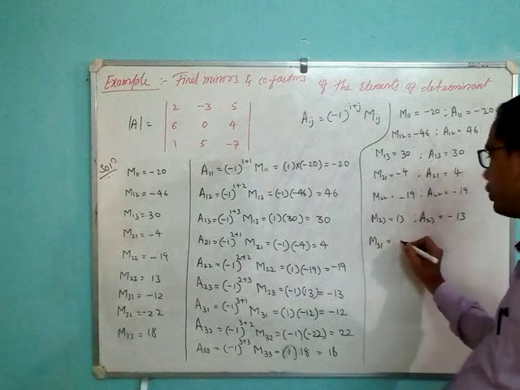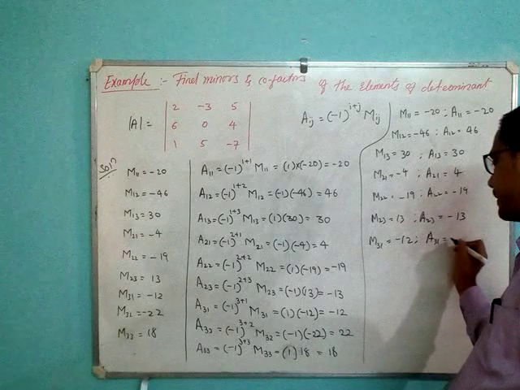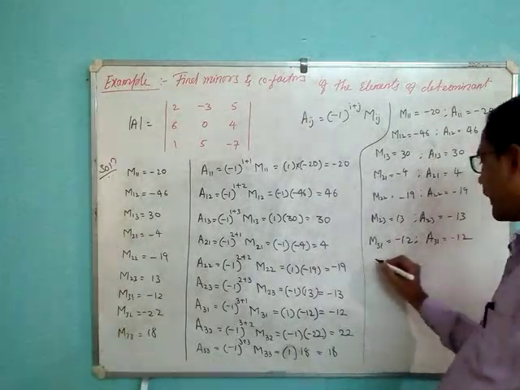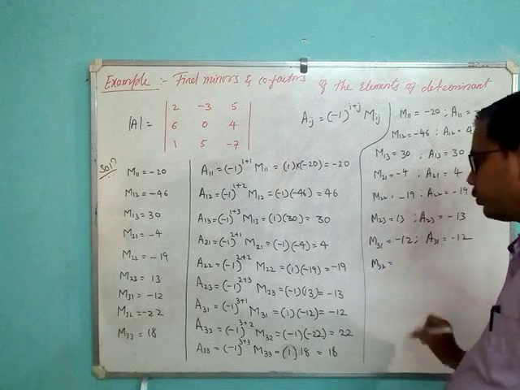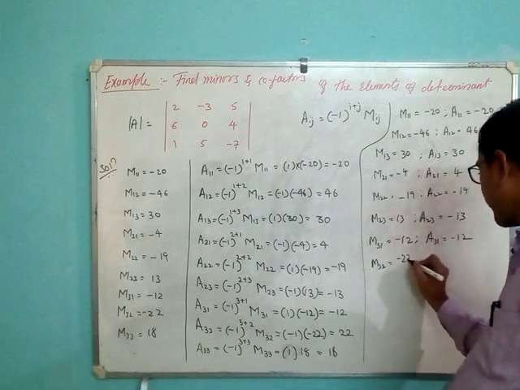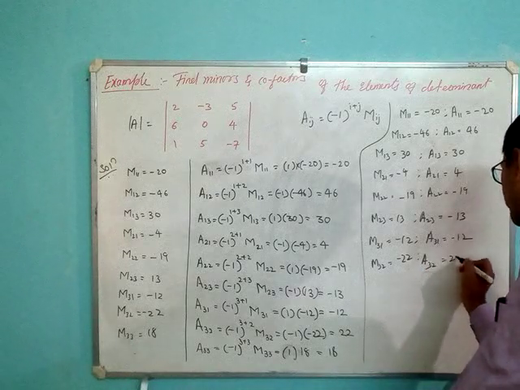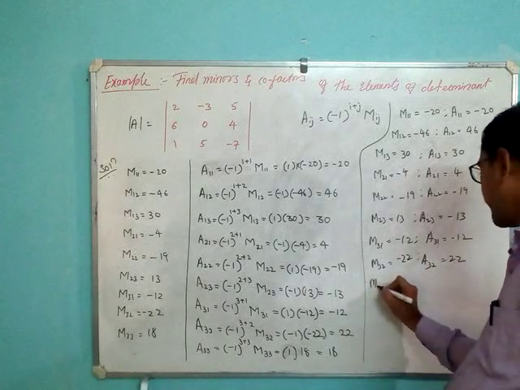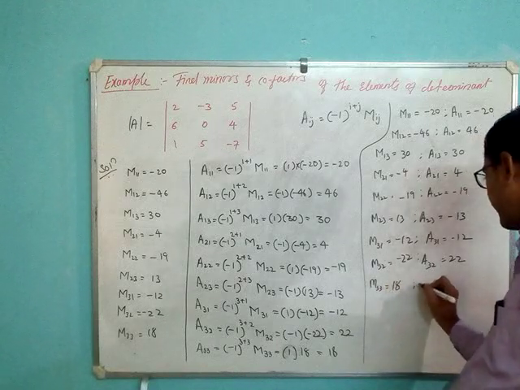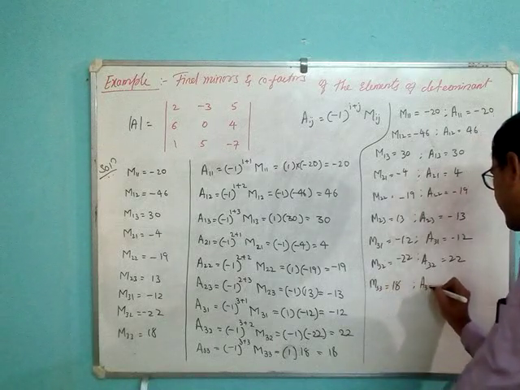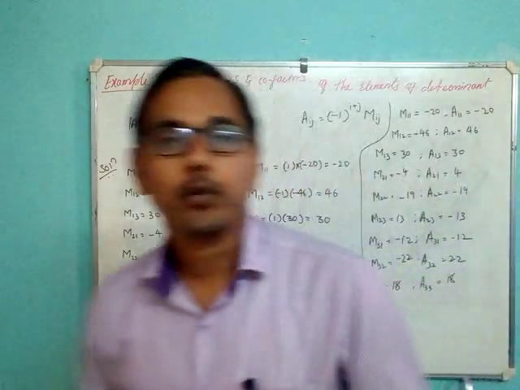M31 is equal to minus 12. A31 is also equal to minus 12. M32 is equal to minus 22. A32 is equal to plus 22. M33 is equal to 18. A33 is also 18 as well. Okay, so this is the thing.